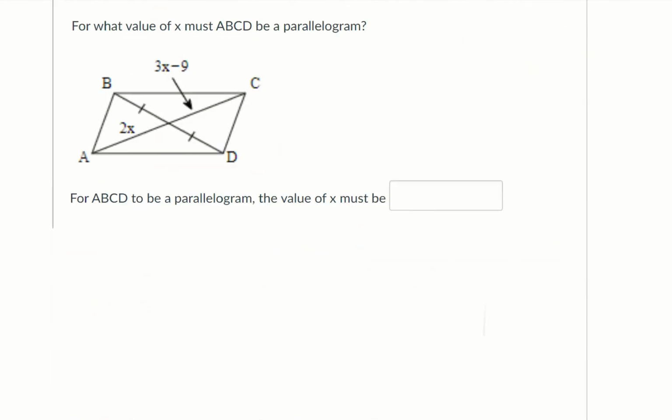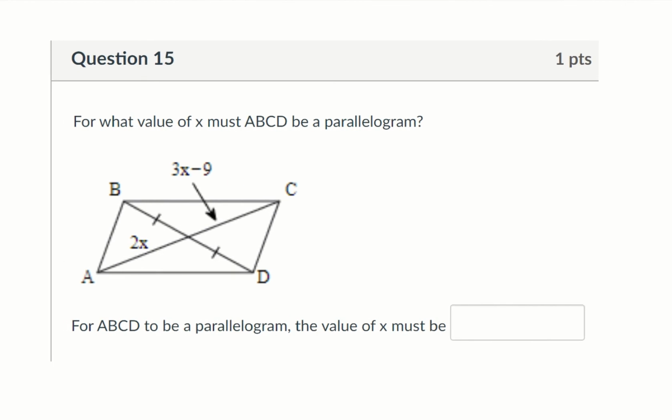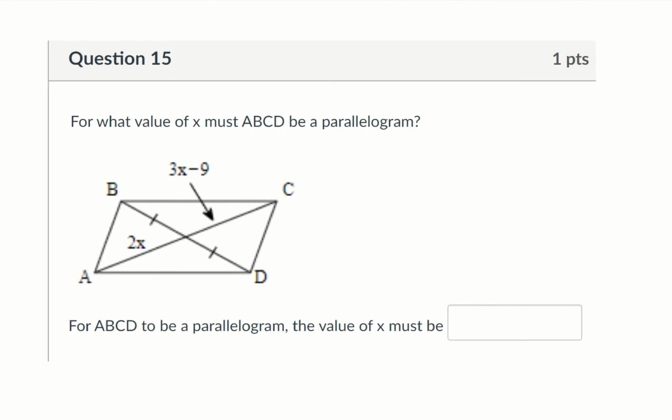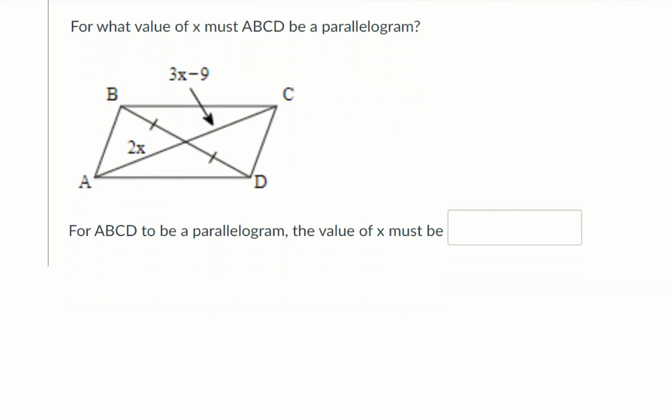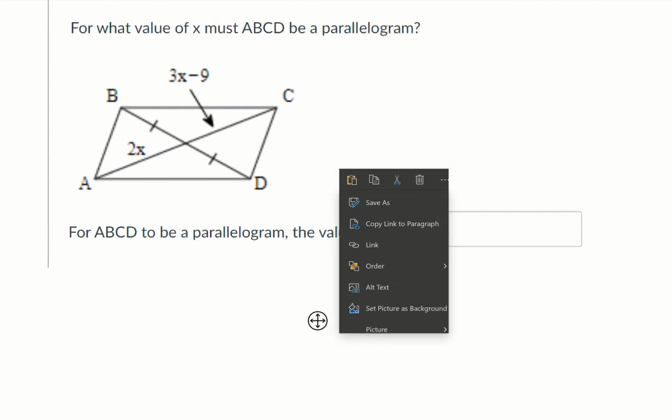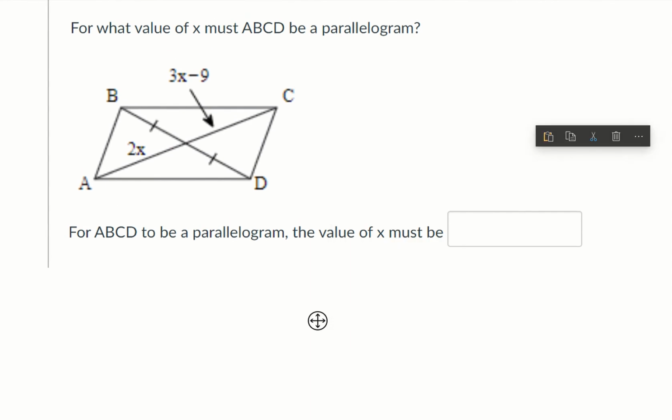All right, looking at the next one, for what value of x must ABCD be a parallelogram? So we have here, let's see, what could be a parallelogram. We know that in a parallelogram these two diagonals are not equal to each other. The purple one is actually slightly longer than the red one. But we do know that in a parallelogram the diagonals get cut in half.